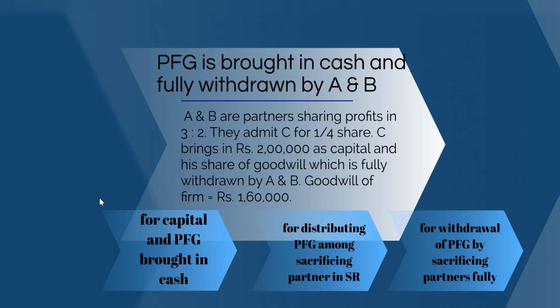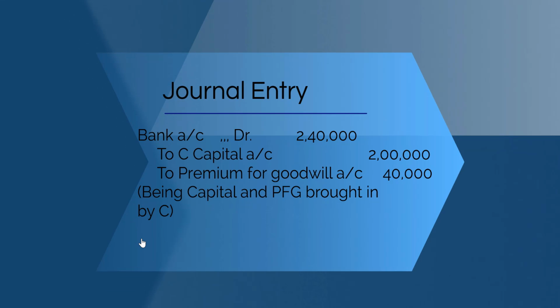So let's see the journal entries. The first journal entry is for the capital and the premium for goodwill brought in cash by the partner C. We'll debit bank account with rupees 2,40,000 to C's capital account with the amount of capital rupees 2 lakh, to premium for goodwill for the amount of premium for goodwill rupees 40,000. Narration: being capital and premium for goodwill brought in by C.